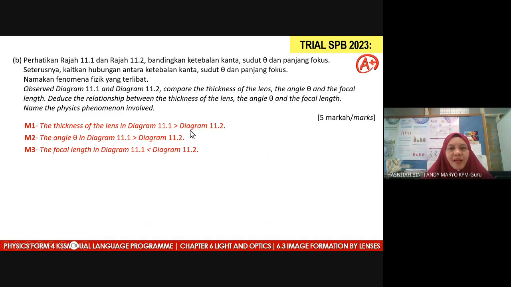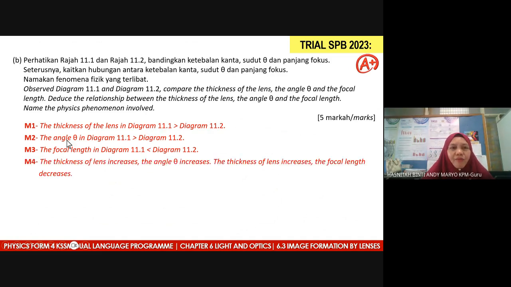If you notice, I always place 11.1 in front. Okay, so later it is easy for me to write the relationship. You can put 11.2 in front as well, no problem. Okay, and fourth, deduce the relationship between thickness of lens, angle theta, and focal length. So you have to write two relationships here.